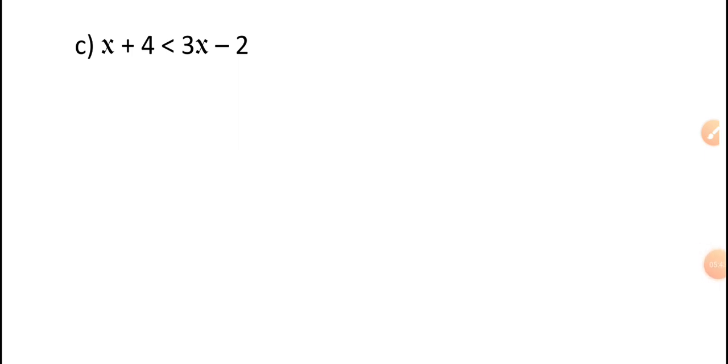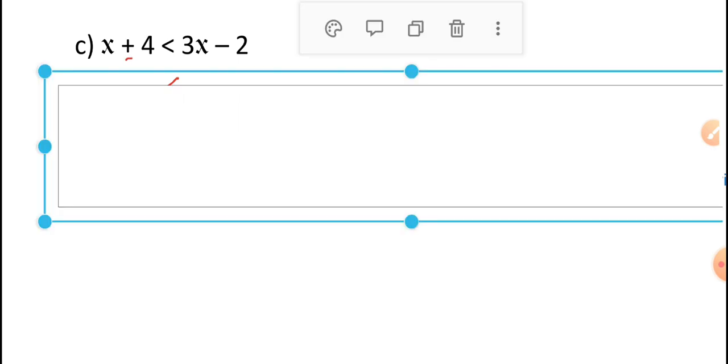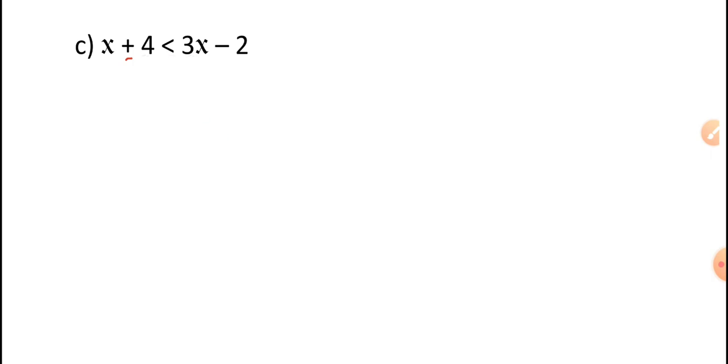So question C now. Instead of equals, obviously we've got this sign here. So the first thing I'm going to do is I want to get rid of this plus 4. So I'm going to subtract 4 on this side and I'm going to subtract 4 on this side. So instead of the equal sign, we'll just copy that down. On the right hand side, I've got 3x, minus 2 and minus 4 gives me minus 6. And on the left hand side, the plus 4 and the minus 4 cancel out, leaving just x.